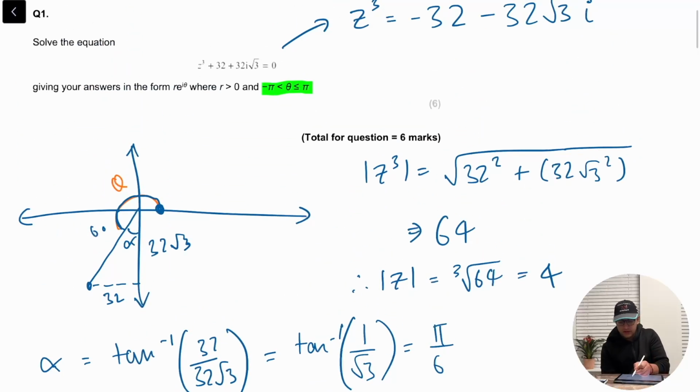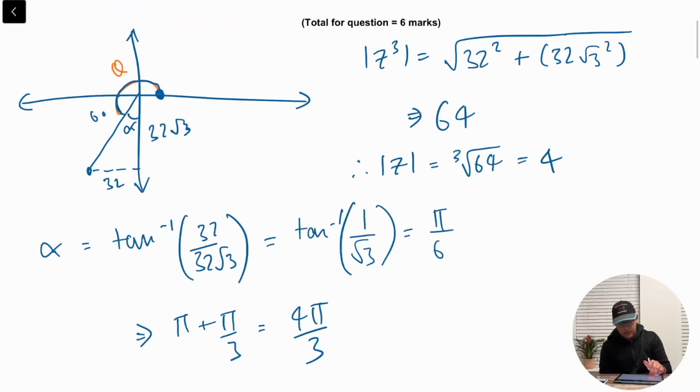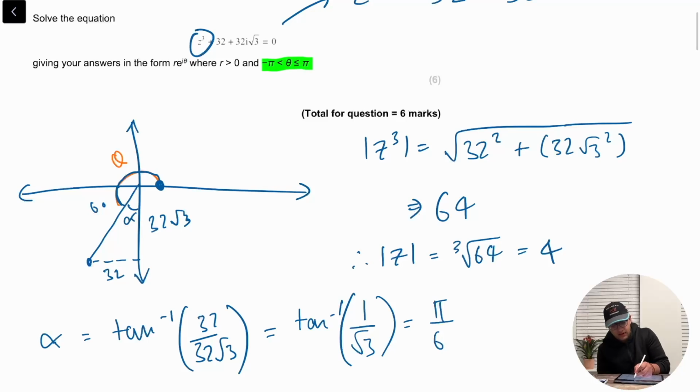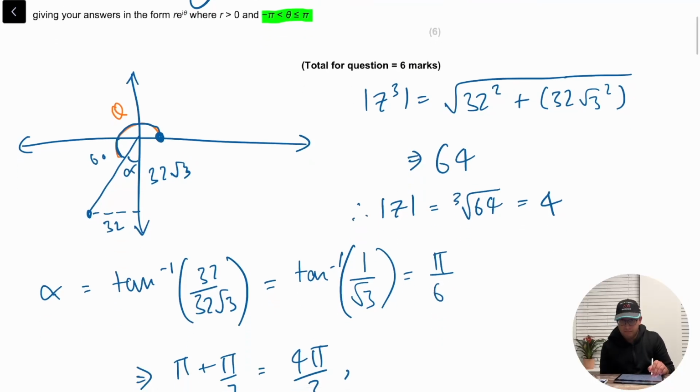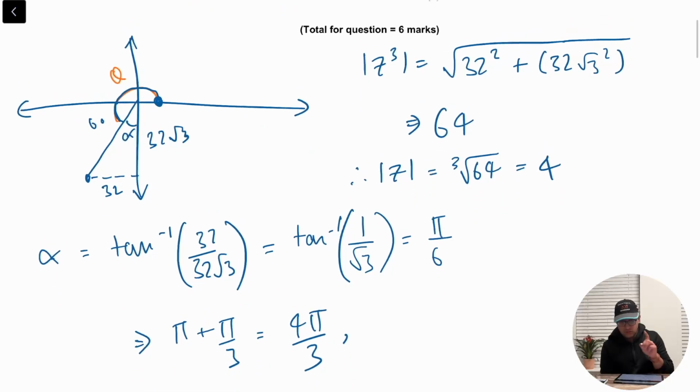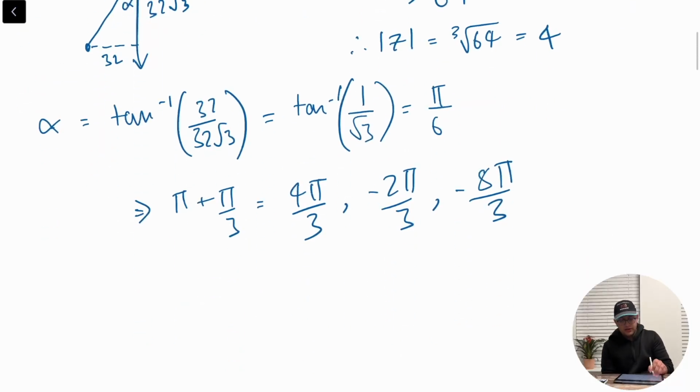And because now we have a cubic, a cubic will have 3 solutions, or 3 roots, right? So we'll just keep on adding 2 pi to this, which will give us... Oh, we also need to keep it within the range of minus pi and pi, right? And remember, this is also the solutions to z cubed. So it will be over 9 in the end. It will be like 4 pi over 9, and then minus 2 pi over 3, and minus 8 pi over 3, right? Remember, this is the argument of z cubed.